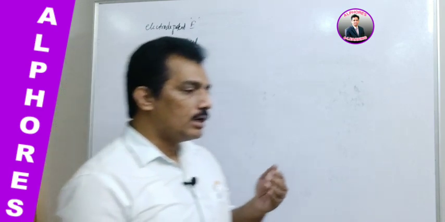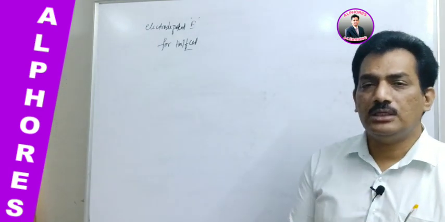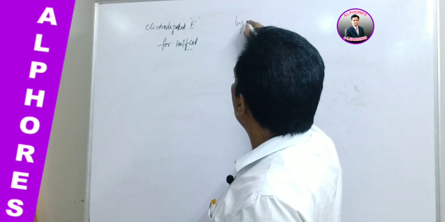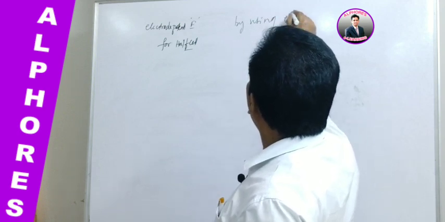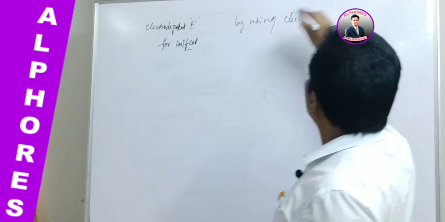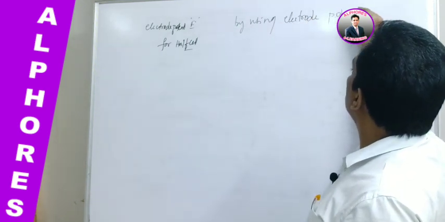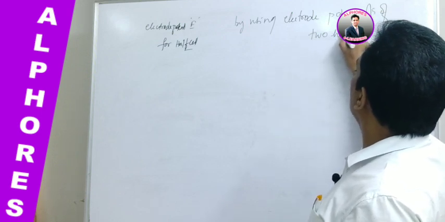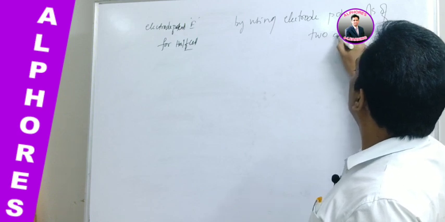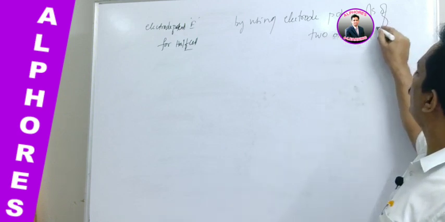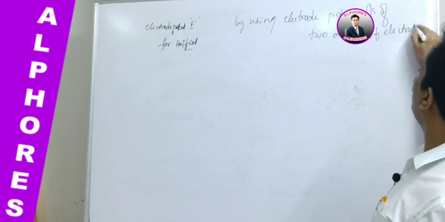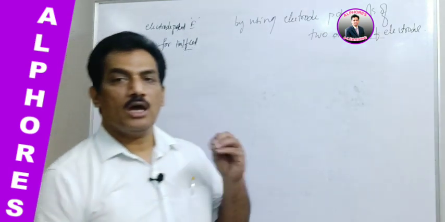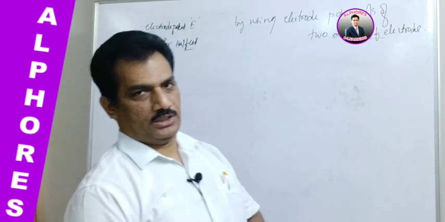The third method is conceptual, where we measure the half cell electrode potential by using the electrode potentials of two other half electrodes. It is a peculiar phenomenon. When they ask for one half electrode potential, they provide two other half electrode potentials.